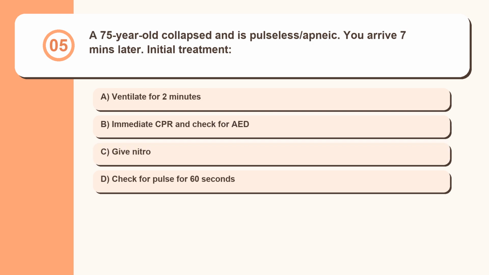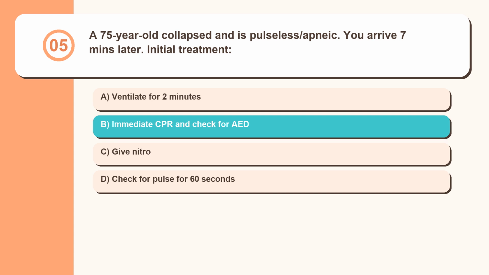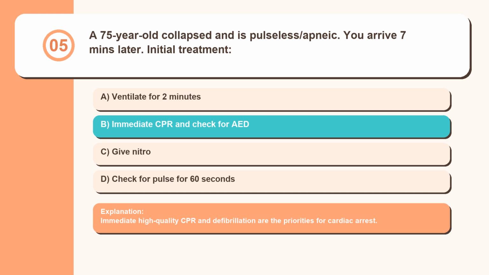Question 5. A 75-year-old collapsed and is pulseless/apneic. You arrive 7 minutes later. Initial treatment: ventilate for 2 minutes, immediate CPR and check for AED, give nitro, check for pulse for 60 seconds. Immediate high-quality CPR and defibrillation are the priorities for cardiac arrest.